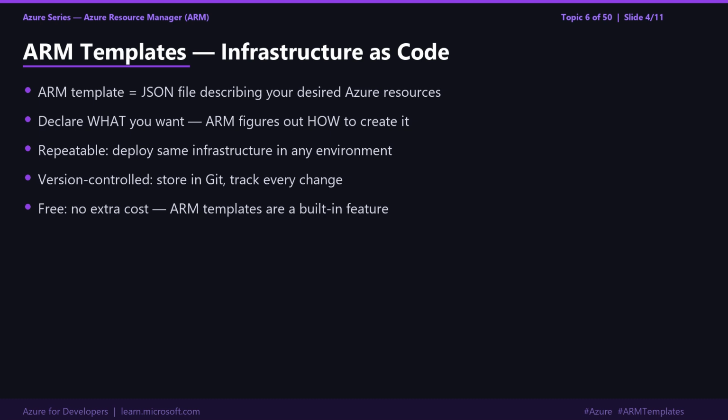I want a storage account with these settings, a virtual machine of this size, a virtual network with these subnets, and ARM works out how to make that happen. If a resource already exists, ARM checks whether it matches your declaration and only updates what is different. The practical benefits are significant. First, repeatability.